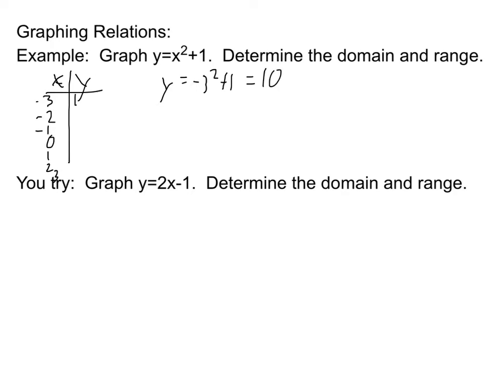So I put my 10 here. Okay, and then I'd do y equals -2 squared plus 1 equals, okay, so -2 squared is -2 times -2, which is +4 plus 1 is 5. So we get a 5 there. Okay, I'm not going to write the rest down, I'm just going to talk through it.